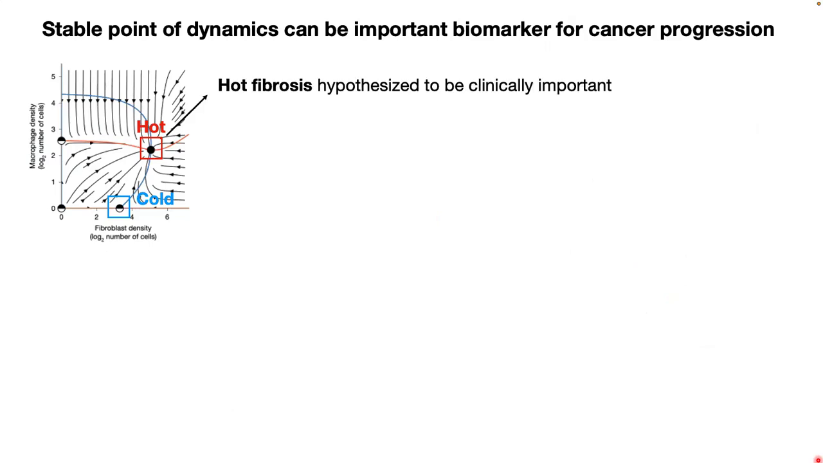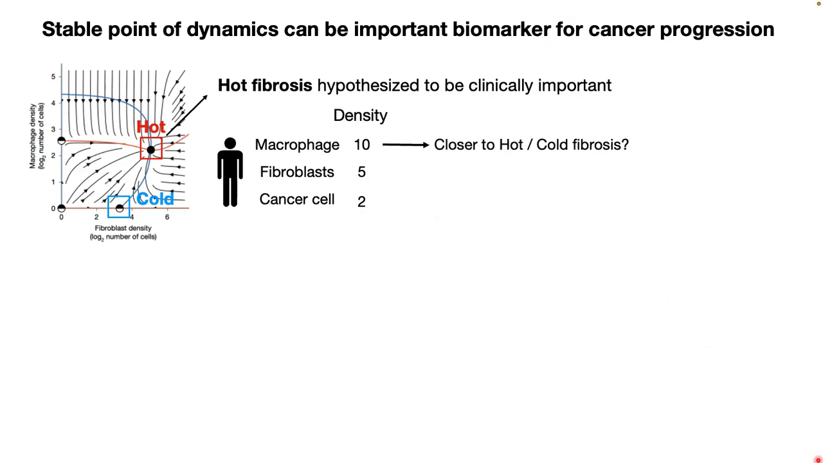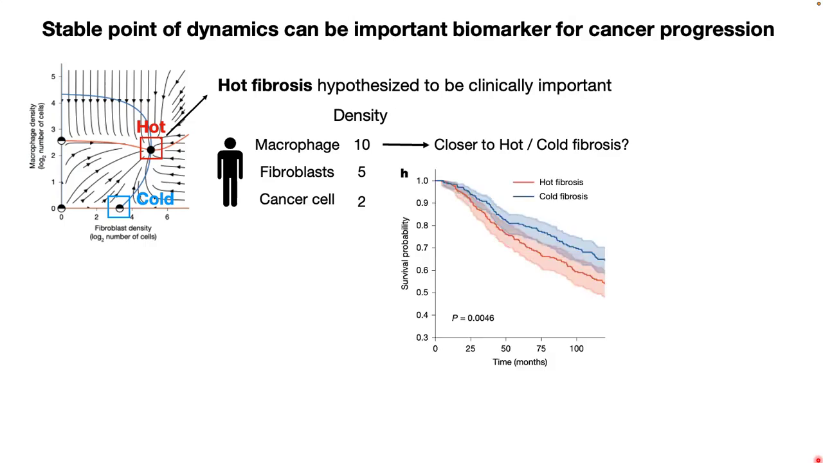And the hot fibrosis is hypothesized to be clinically important in cancer development. So they counted the density of each cell type, and then they asked whether this density is closer to hot fibrosis or cold fibrosis of their tissue. So they just divided people into 2 groups and compared their survival probability according to these 2 groups.